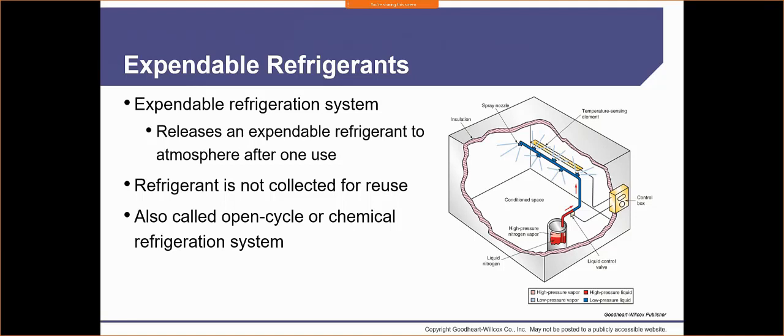So here's our confined space with the expandable refrigerants. It releases an expandable refrigerant to atmosphere after one use. So refrigerant is not collected for reuse, and it's also called an open cycle or chemical refrigeration system. Basically, they're just expelling the refrigerant into the atmosphere and calling it a day. One of those is liquid nitrogen. Once we use liquid nitrogen, that's it, we're done. We can't recover it, so we don't have to worry about it. The nice thing is most of our atmosphere is made of nitrogen. We're good to go.